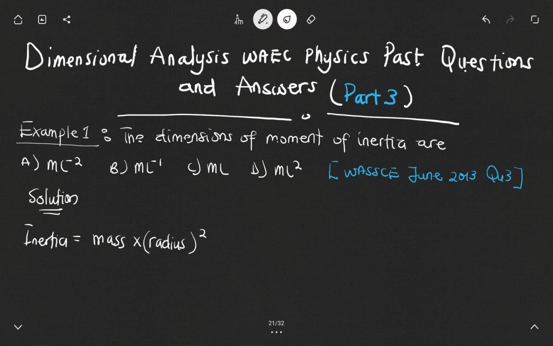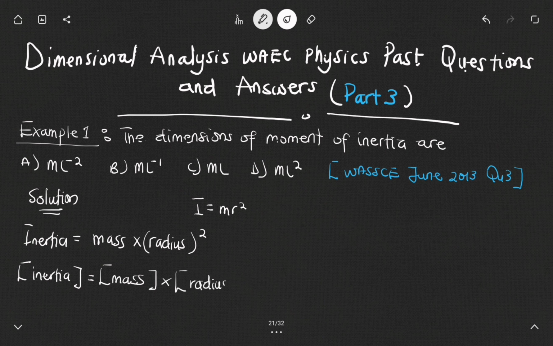Okay, so the formula for inertia, let me use I, will be equal to mr squared. I'm just writing it because we are doing dimensional analysis. So the dimension of inertia will be equal to the dimension of mass multiplied by the dimension of radius, which is a type of length, squared.